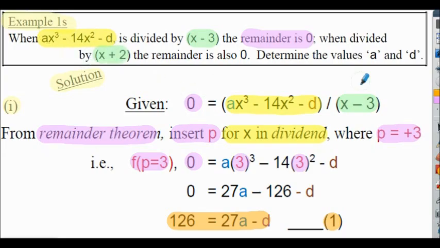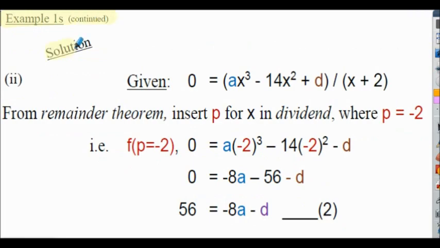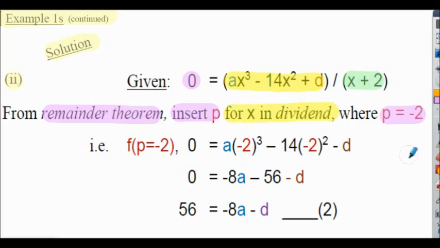For example 1s, solution continued. This is part 2. Now our remainder is still 0, stated in the question. Here's our dividend, as before, with a and d unknown, but now our divisor is x plus 2. And to apply remainder theorem, again insert the value of p for x in our dividend. Notice the value of p is negative 2, so a function of p here, remainder theorem, we simply insert negative 2 where I have an x in our dividend. And again, evaluating and rearranging, we generate equation 2, again the same two unknowns of a and d. So now we've got two equations, we can now solve them simultaneously.